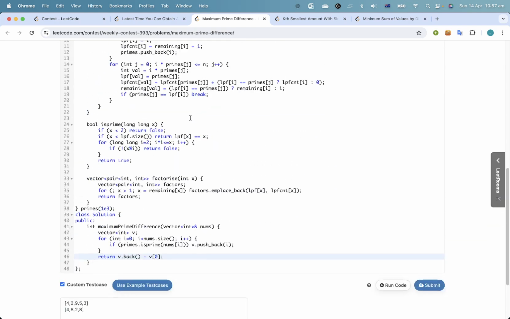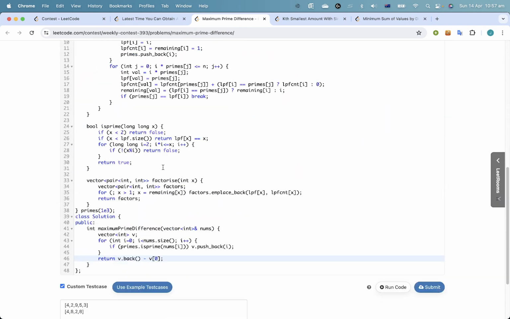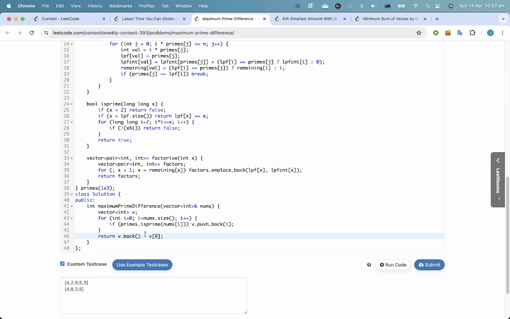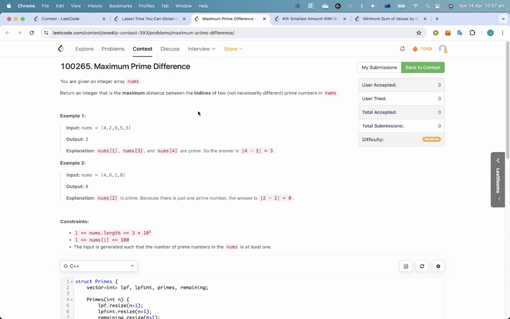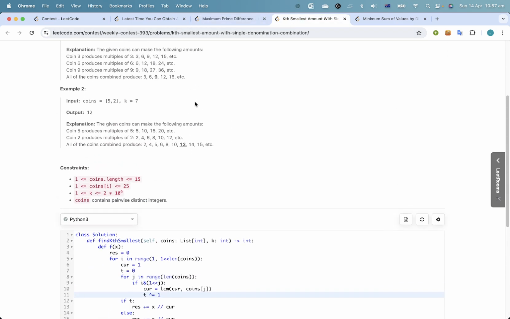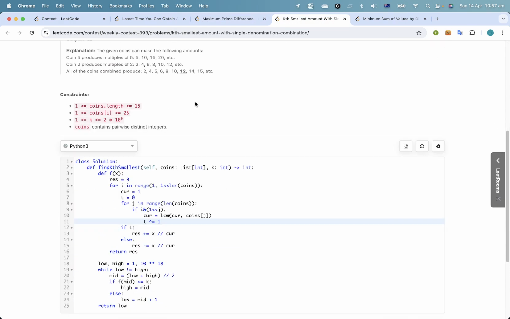This problem is very straightforward. You just loop through the elements, check if they're prime. And if so, then you take the last index and the first index which was prime, and just take their difference. This problem is an inclusion-exclusion problem.